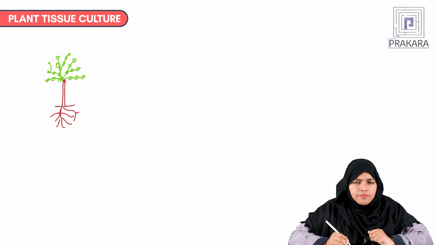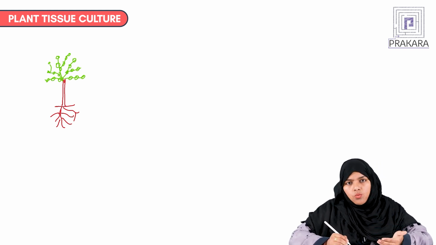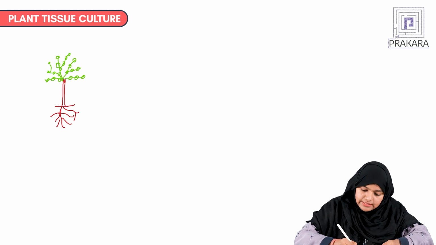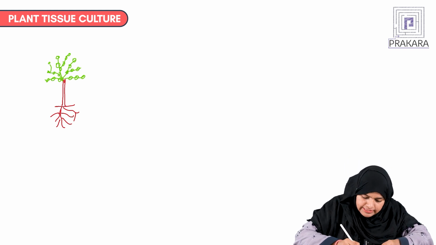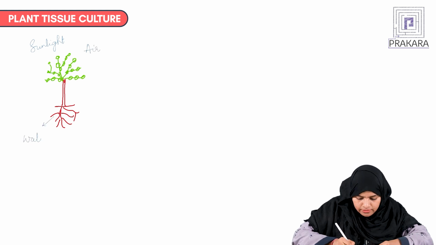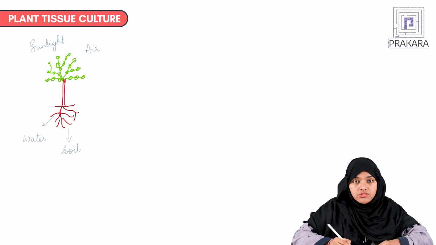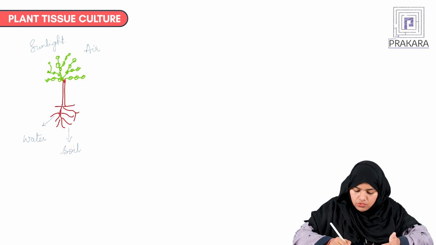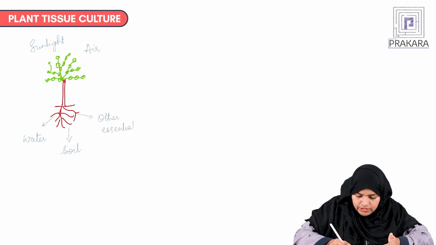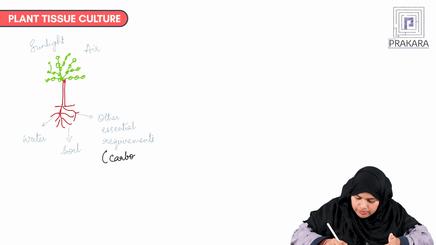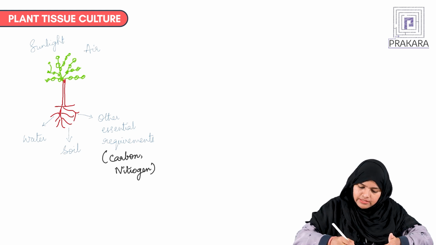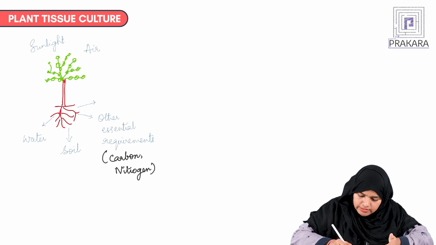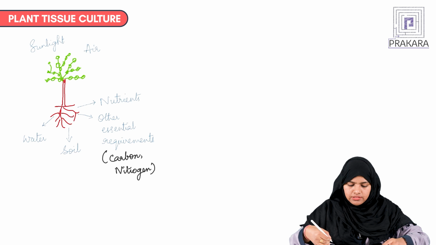Please tell me, what does a plant require in order to grow properly? Yes, it is sunlight, next air, next water, next soil, where water is nothing but what comes from the soil, next other essential requirements. They can be carbon, nitrogen, etc. Apart from this, it also requires certain nutrients. We'll learn all these nutrients in the later parts of the class.